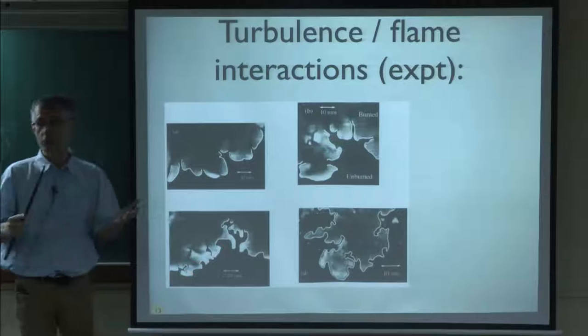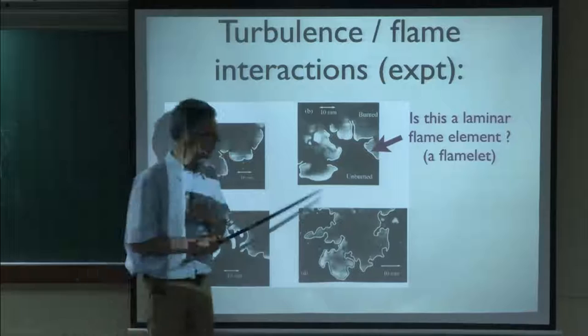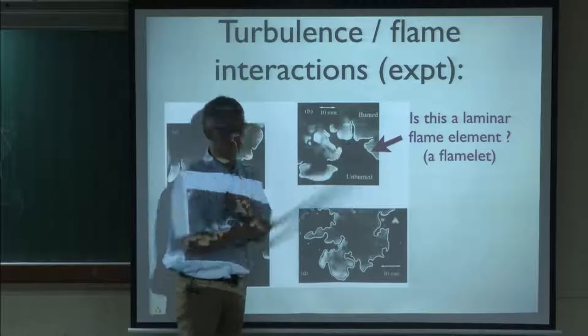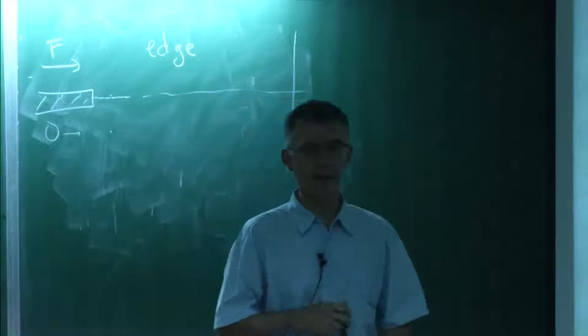One of the things also that you can recognize in these pictures is that we recognize a flame here, which looks like a small flame element. We'll come back to that. It's the flamelet approach. If this is a small laminar flame, then everything I've told you before we'll be able to use. Okay, I will stop here for today, and tomorrow we'll really get into the turbulent combustion part.